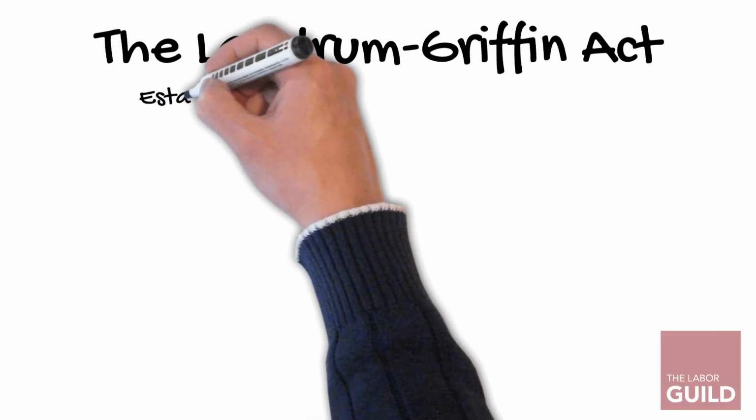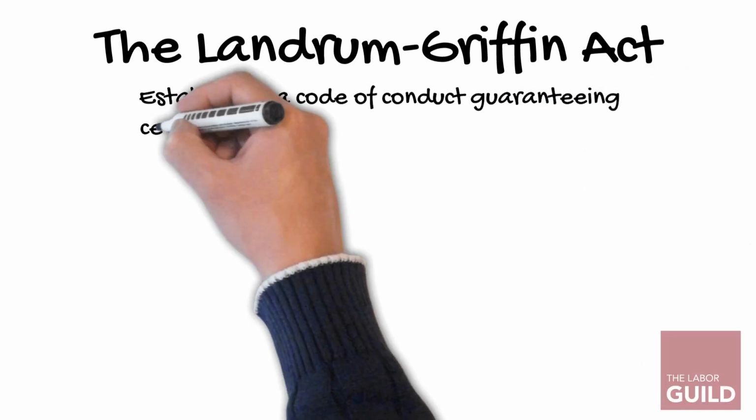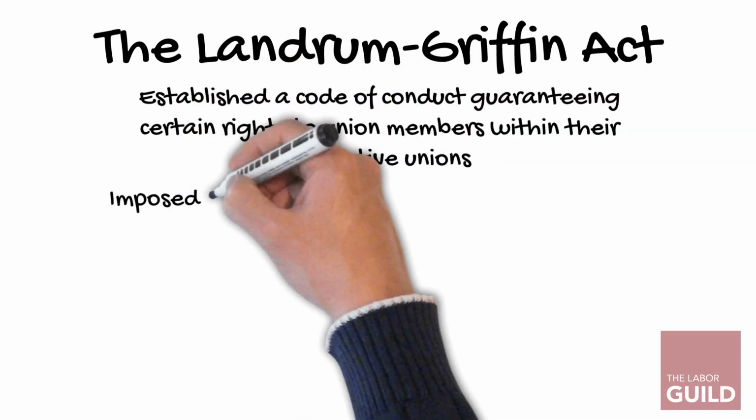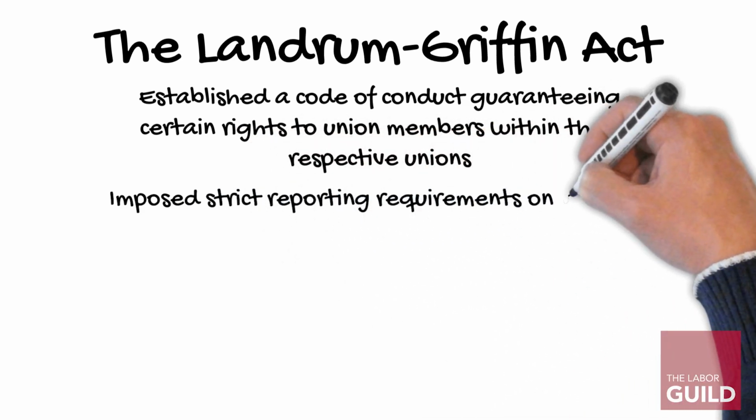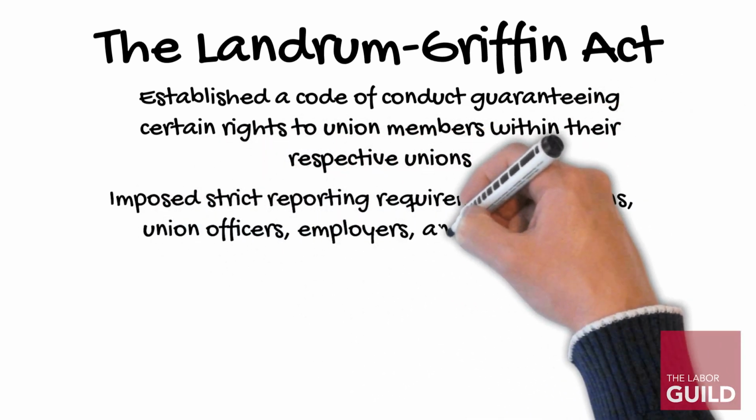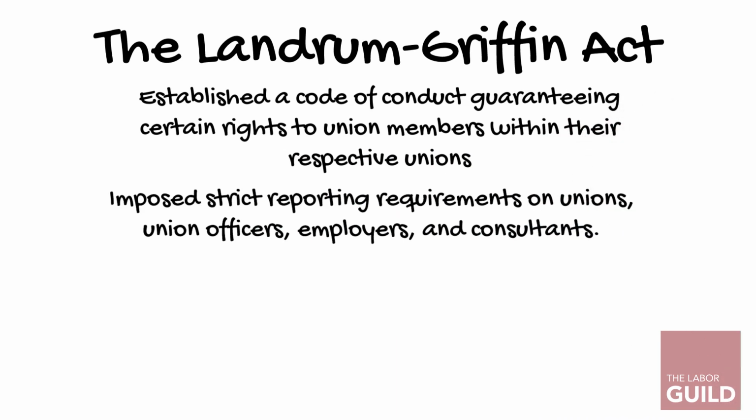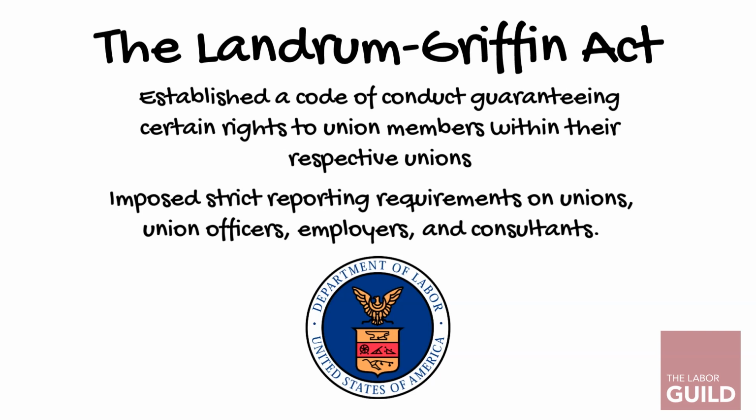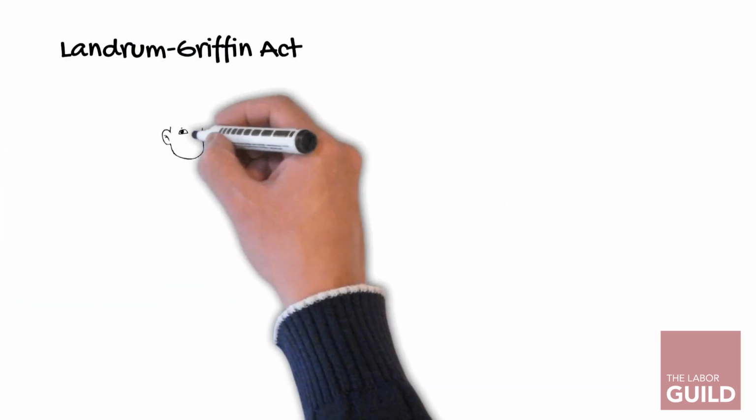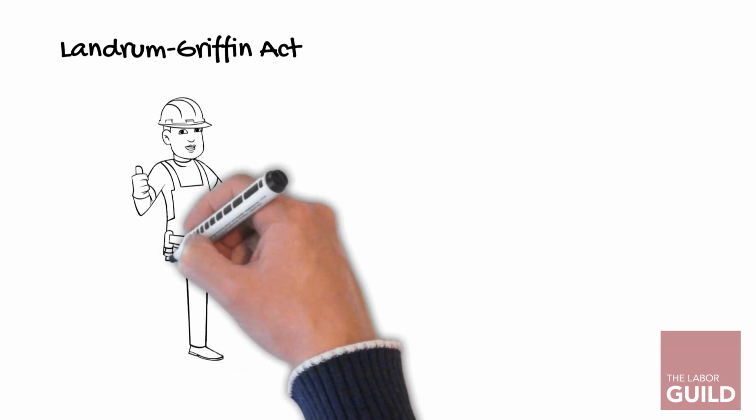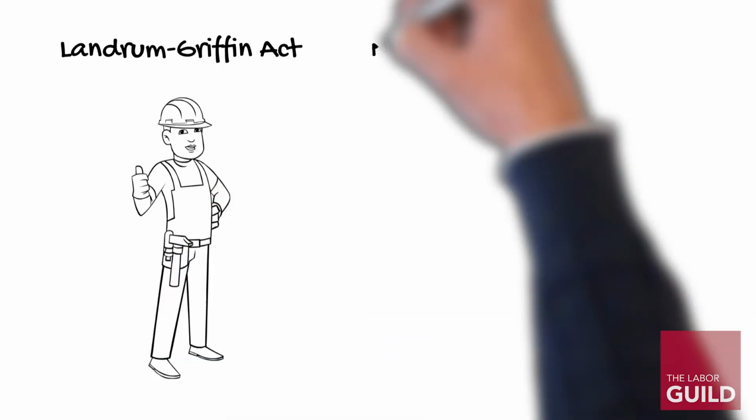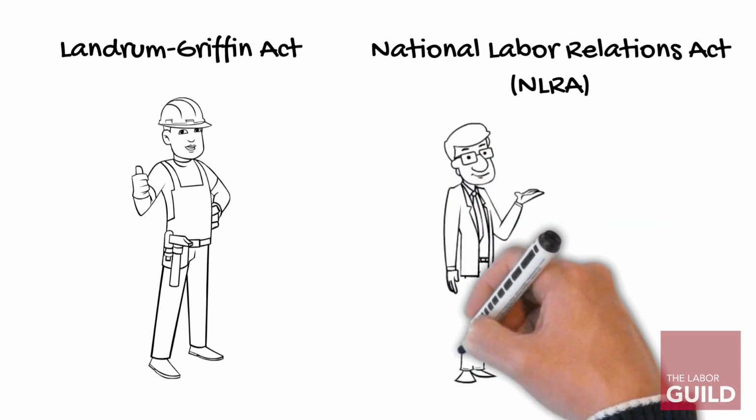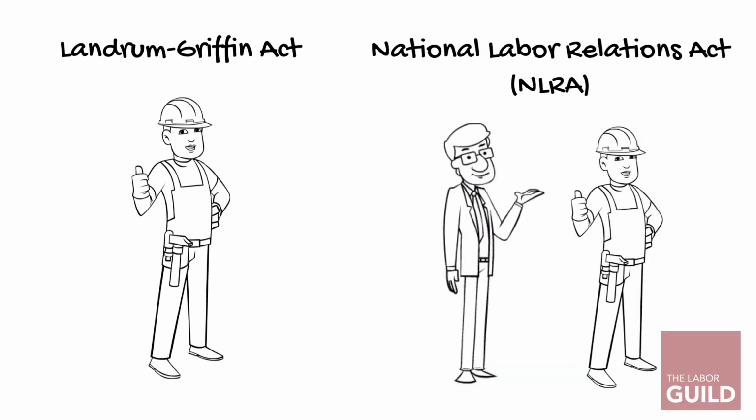Other parts of this new law established a code of conduct guaranteeing certain rights to union members within their respective unions, and imposed strict reporting requirements on unions, union officers, employers, and consultants. These provisions were assigned for administration by the Department of Labor. Thus, the Landrum-Griffin Act protected employees' union membership rights from unfair practices by unions, while the National Labor Relations Act protected employees' rights from unfair labor practices by employers or unions.